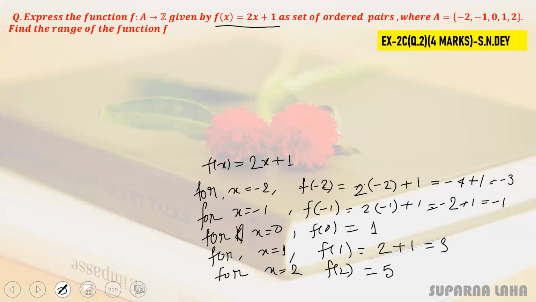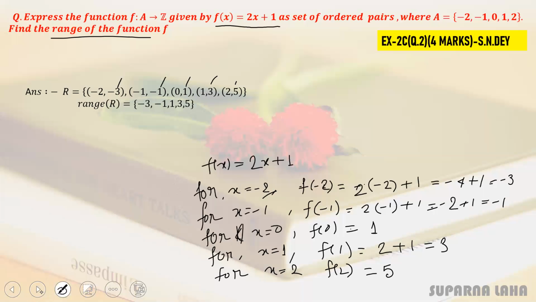5. So you need to write down firstly the ordered pairs. That means minus 2, minus 3. Then minus 1, minus 1; 0, 1; 1, 3; 2, 5. Now you need to write down the range of the function. That means this element, this one, this, and this. So write it down: minus 3, minus 1, 1, 3, 5. This is the range set for this function f.